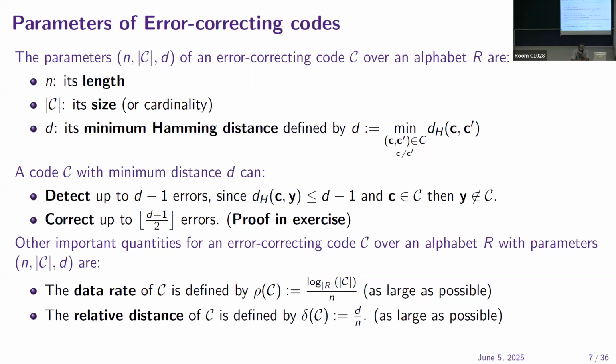A code C with minimum distance D can detect up to D-1 errors. Since the distance between C and Y is less than D-1 and C is an element of the error correcting code, then Y does not belong to C. If Y belongs to C, then C and Y are two elements of C. In this case, the distance between both code words of C is greater than or equal to D. D is the minimum distance.